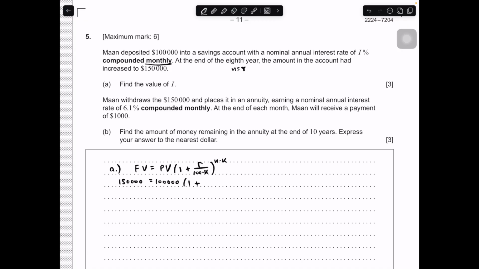1 plus the interest rate, we don't actually know yet. We know it was compounded 12 times a year, and we know the number of years was 8, and this is 12. I think that's it really. And after that, we'll nsolve, and then I guess we're solving for I in this case. So let's go ahead and nsolve this.